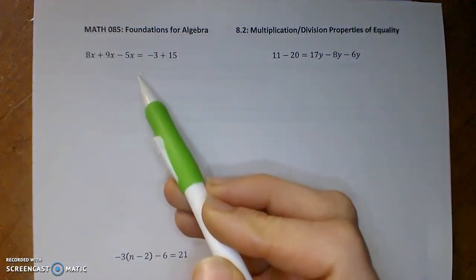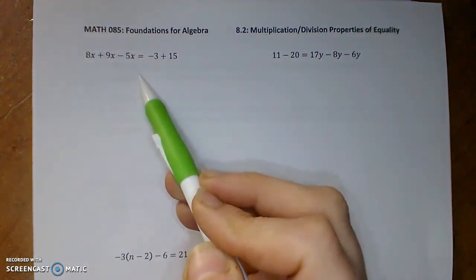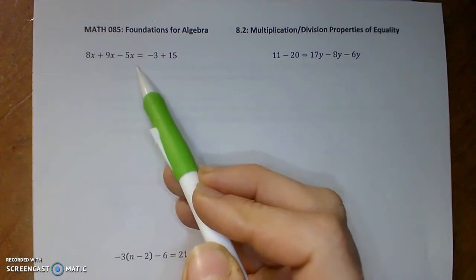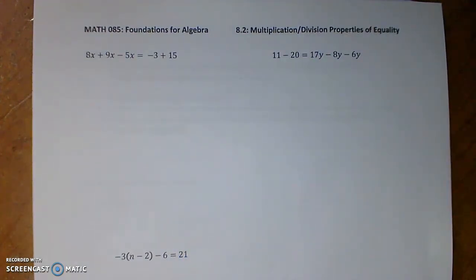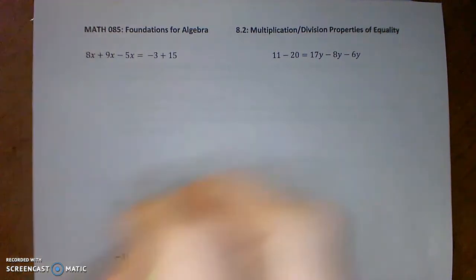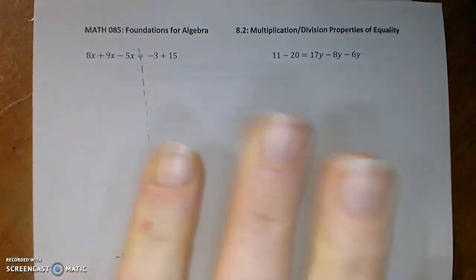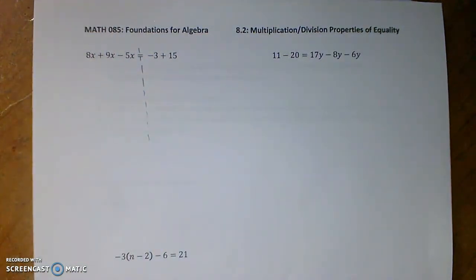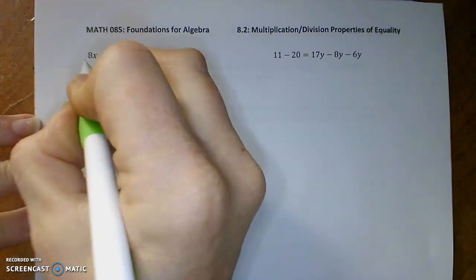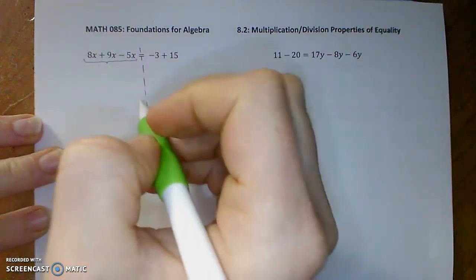What we have here is equations that we are going to solve that first need to be simplified, and then we'll apply the multiplication division properties of equality. So again, I really like to imagine that this equal sign chops my workspace into two separate sides. And what I'll do is first simplify the left-hand side.